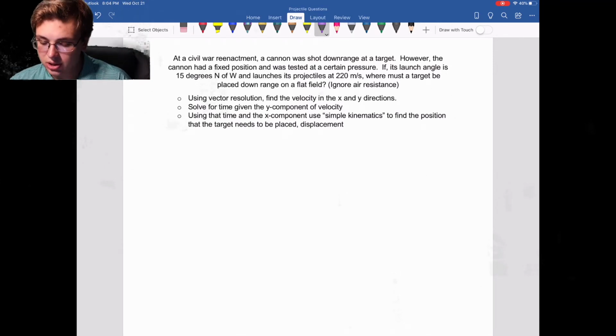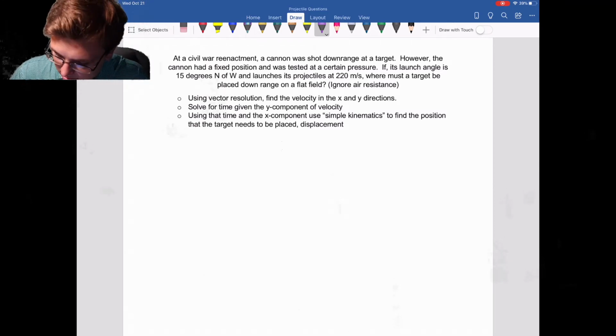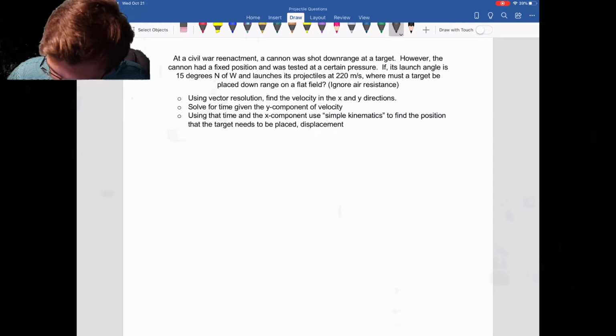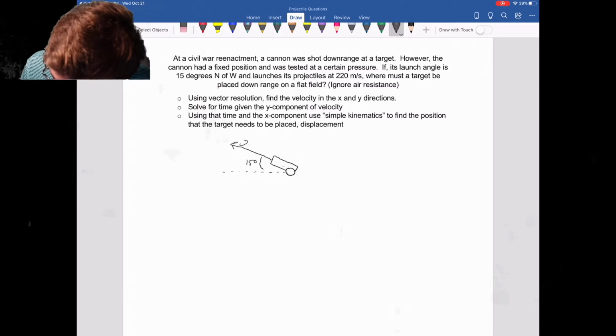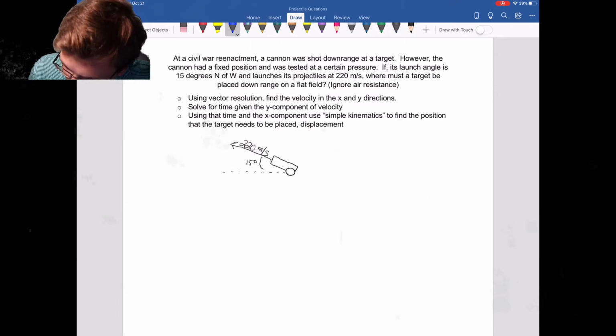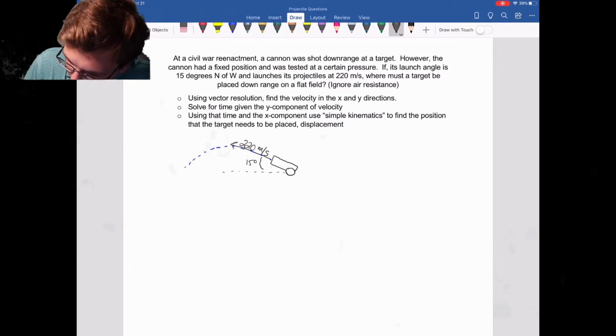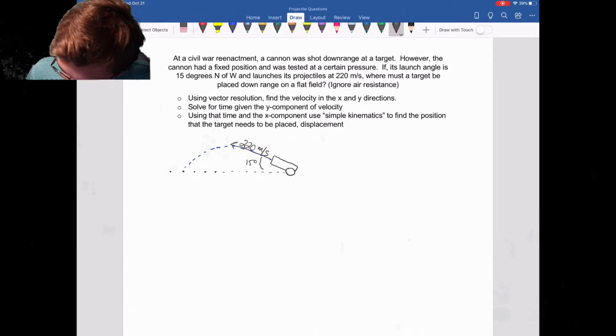So in number 2, we're actually looking at a cannon. Our cannon is an old cannon, and it's at a fixed position. It's fixed at 15 degrees. So I'm going to draw my cannon here. And it's going to launch our projectile up this way at 15 degrees and at 220 meters per second. Our projectile launched will come out of here and land back here on level ground.